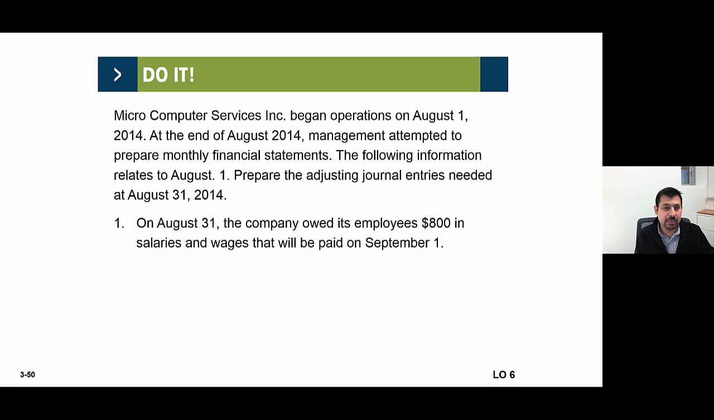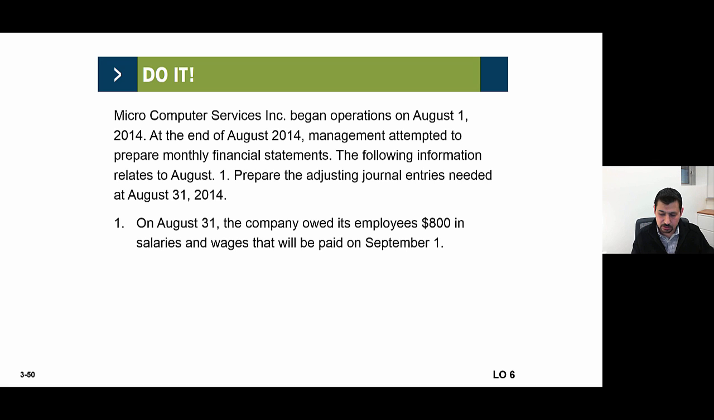Microcomputer Services Inc. began operations on August 1st, 2014. At the end of August 2014, management attempted to prepare monthly financial statements. The following information relates to August. So we need to prepare the adjusting entries here. On August 31st, the company owes its employees $800 in salaries and wages that will be paid on September 1st. Because they are going to be paid in the next accounting period, we need to make an adjusting entry.